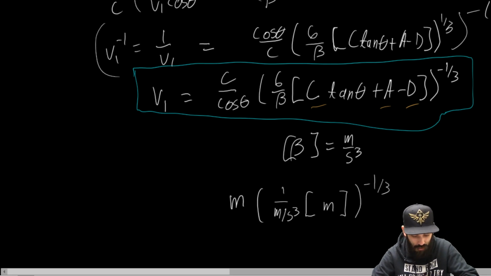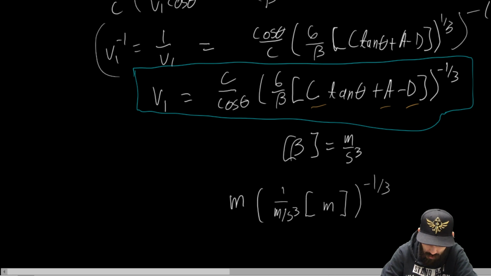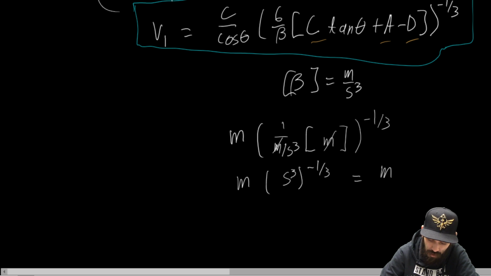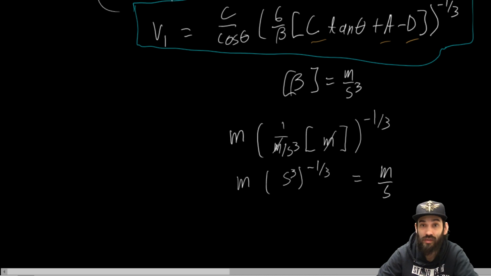Okay, so when we do that, we're going to see that our meters are going to cancel. This 1 over seconds cubed in the denominator is really going to be a seconds cubed in the numerator, but this is the minus 1/3. We have meters. This is going to be equal to meters. When we raise it to the 1/3 power, this is going to be seconds, and then it's to the minus 1, so this is going to be in the denominator. So our units are going to check out here.